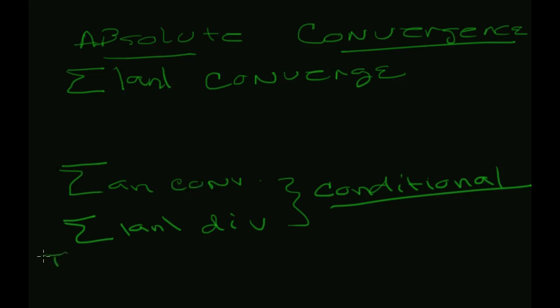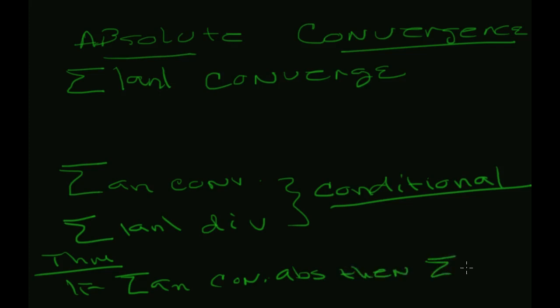Well, that's not possible. We actually have a theorem that says that if a_n converges absolutely, then a_n has to converge. So absolute convergence implies convergence, but convergence does not imply absolute convergence. And if you have convergence without absolute convergence, it's called conditional convergence.